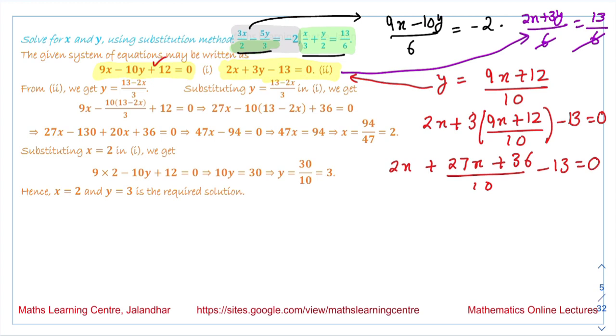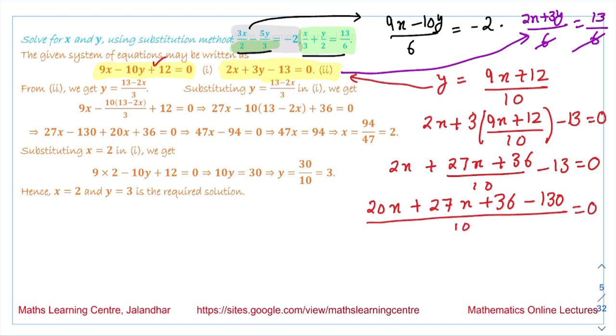So if you take the LCM again, it is 20x plus 27x plus 36 minus 130 over 10 equal to 0. So we get 47x minus 94 equal to 0. So this gives us x is equal to 94 by 47, and it is equal to 2.